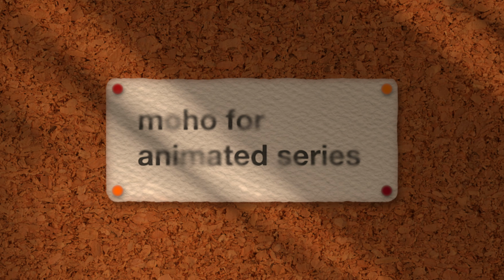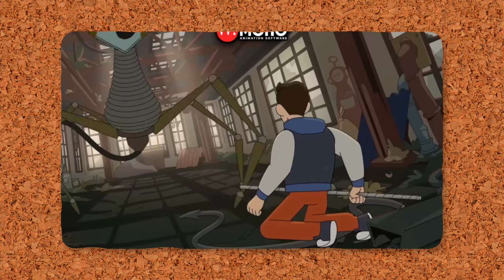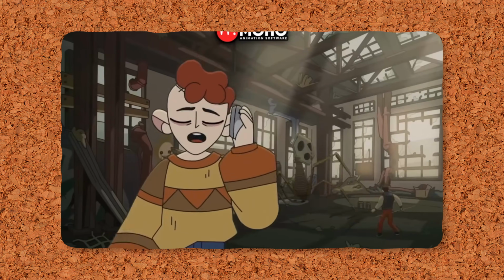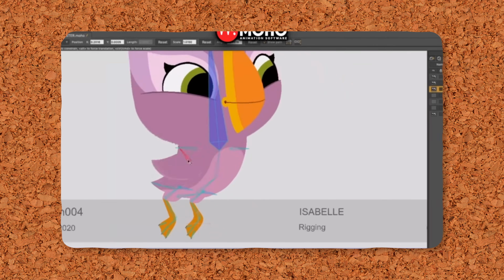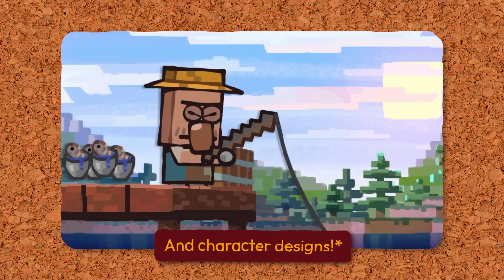Number 2, Moho for animated series. I think it's debatable whether or not Moho is good for making an animated series, as I think it comes down to a few different factors, many of which are pretty subjective. These factors mainly consist of the complexity of the character's movement and the complexity of the composition and framing.